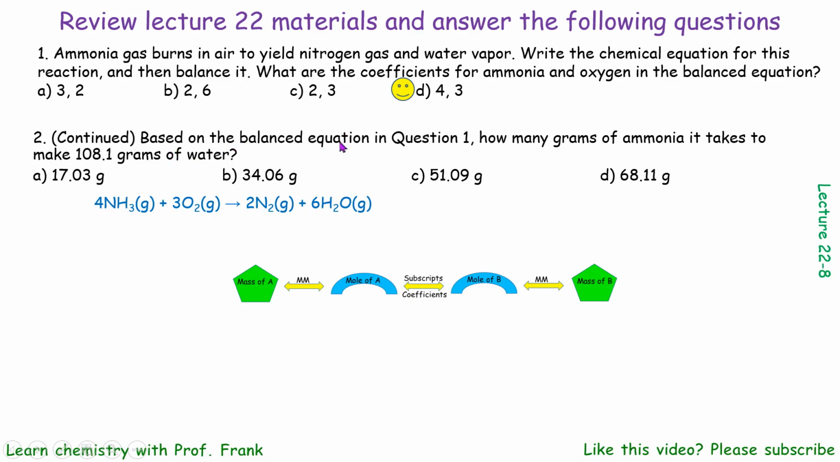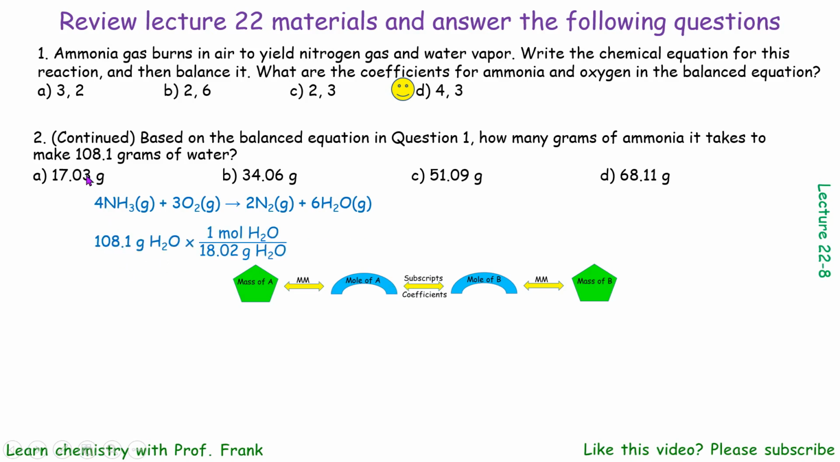Based on the balance equation in question number 1, which is also here, how many grams of ammonia does it take to make 108.1 grams of water? Okay, so we are going to use this calculation strategy here. So we know grams of water. We start from grams of water. Then we convert that to moles of water. And then from moles of water to moles of ammonia. And then from moles of ammonia to mass of ammonia. So that's what we are going to do.